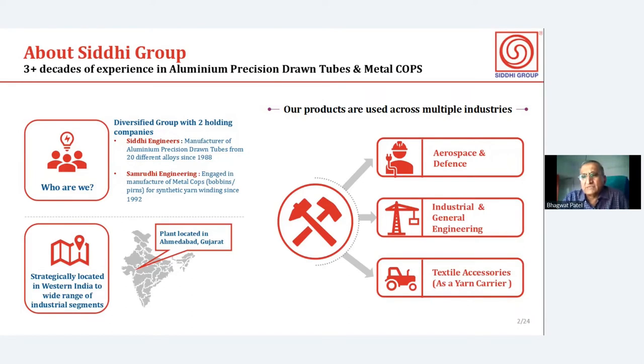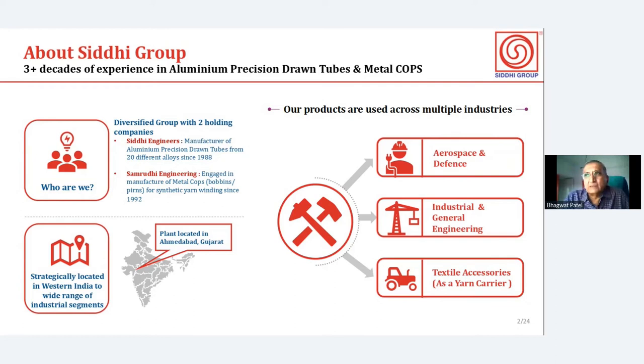And as far as defense is concerned, we have developed components for missiles like Akash missiles and BrahMos missiles, some components used in the BrahMos missile and Akash missile. And we have also developed tubes for missile launchers, man portable anti-tank guided missile launcher tubes are also being developed. Other than these, a lot of industrial applications are also developed and supplied to the customers.